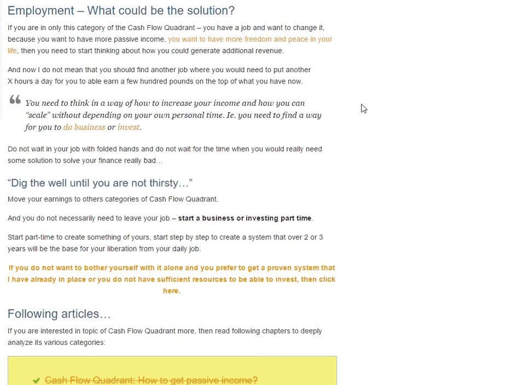You need to think in a way of how to increase your income and how you can scale without depending on your own personal time. For example, you need to find a way to do business or invest. Do not wait in your job with folded hands, and do not wait for the time when you would really need some solution to solve your finances really badly. Dig the well before you are thirsty. Move your earnings to other categories of the cash flow quadrant, and you do not necessarily need to leave your job. Start a business or investing part time.